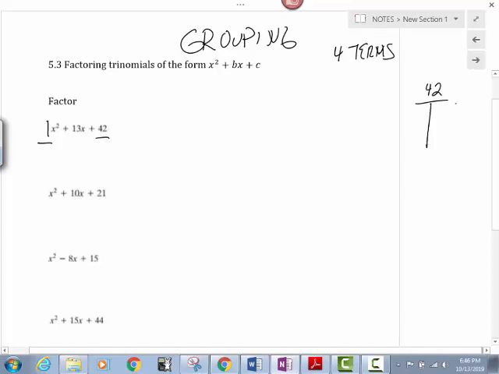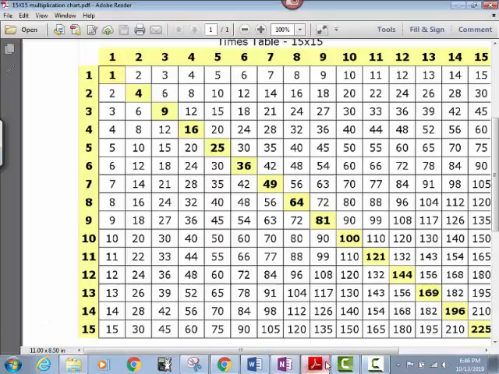Now I'm going to look at all the numbers that I know that multiply to 42. If you want to do that, let's grab our chart. So I see 42 right here in the middle, 6 and 7. And I also see 42 somewhere else. Here we go, right here over in the top right, 3 and 14. And is that the only place I see it? So far, that's the only place I see it.